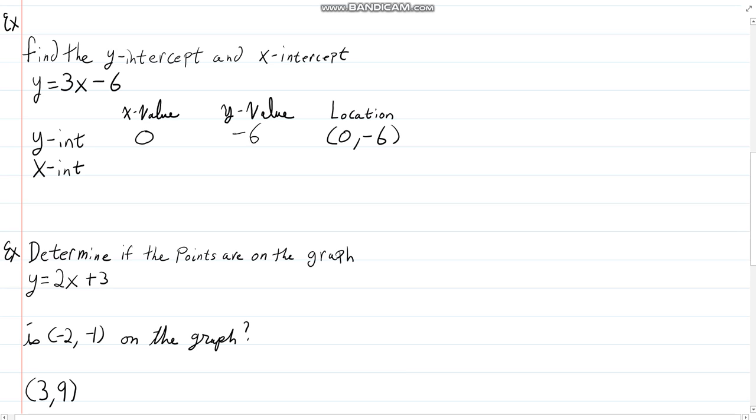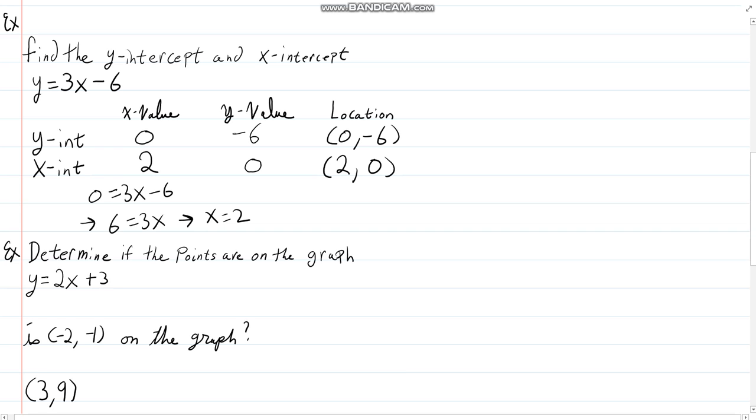Okay, well, if we're looking for the x-intercept, I know that y must equal 0, so I can plug that in. Now, if y equals 0, this is going to be 0 equals 3x minus 6. I can add 6 to both sides. I get 6 equals 3x, and that implies that x must equal 2, because 2 times 3 is 6. So we found that this is 2. Okay, and that means that the location, or the ordered pair, would be (2, 0).